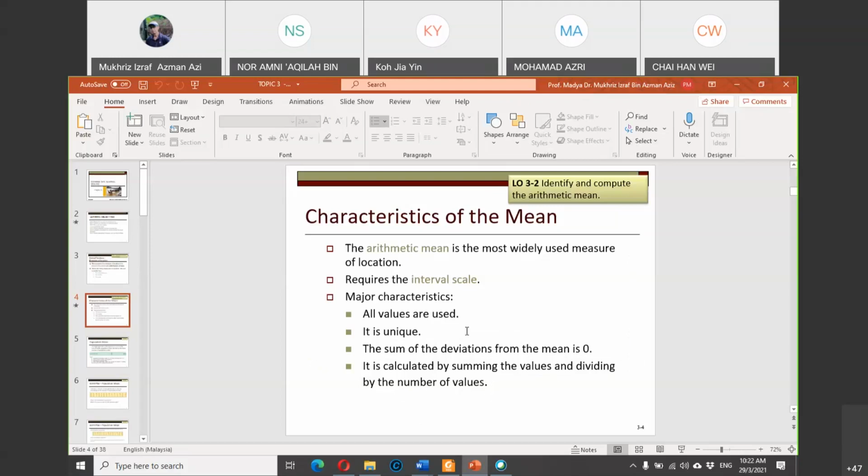I think the word average or mean is very close to our day-to-day life, meaning you apply this concept whether you realize it or not. The same goes for your CGPA, your pointer, which is basically based on the mean. It is the total grade points that you get for the semester divided by the number of credit hours that you take. So that is basically the mean of your pointer. Your CGPA uses the mean concept as well.